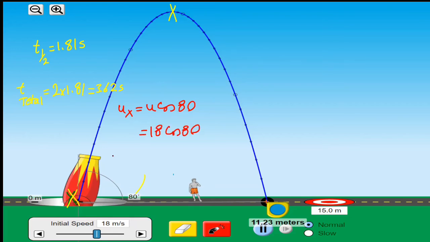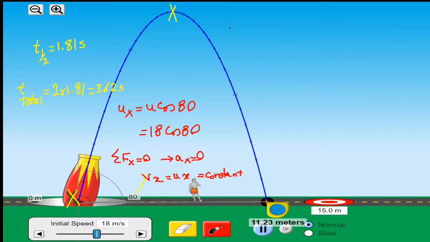In addition, we know Ux is equal to u cos 80, or 18 cos 80. And also we know the sum of Fx is equal to 0. So as a result, ax equals 0. So Vx is equal to Ux, so it's constant.